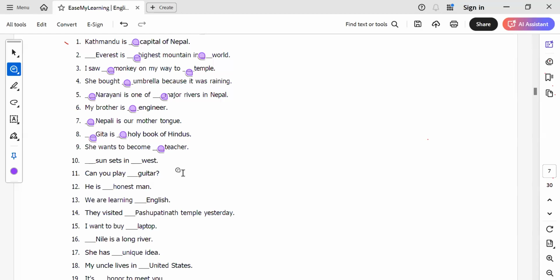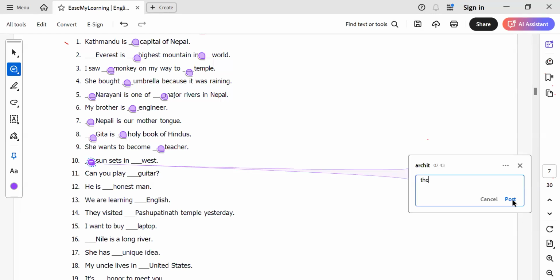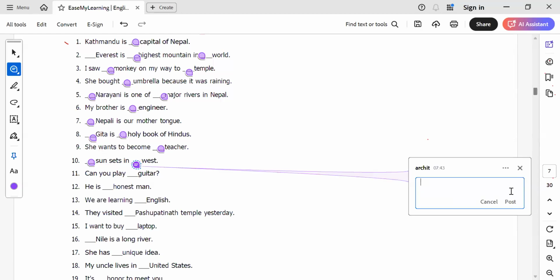So the 10th question, again two dashes: dash sun sets in dash west. Please answer this. So Asta. Okay, everybody is correct. I'll consider from Asta. Asta is the first who answered after we completed the question. Okay, again, this is correct.